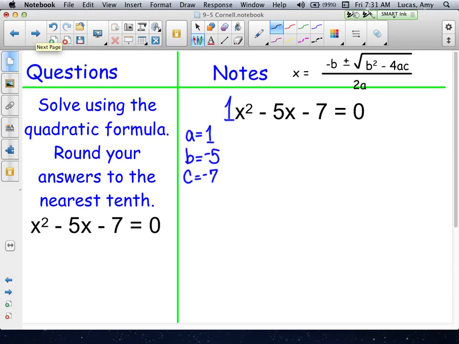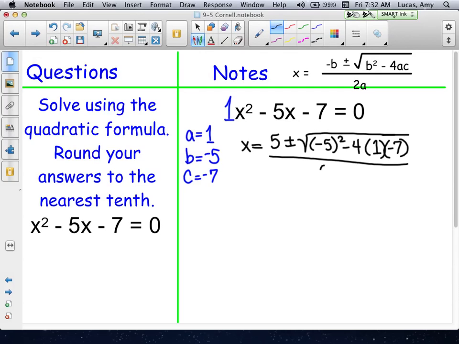So now I'm going to take those values and plug them in the quadratic formula. The opposite of b, the opposite of -5 is +5, plus or minus the square root of -5 squared minus 4 times a times c. So I'm just plugging everything in, all divided by 2 times a. Okay, now let's simplify. To simplify first, we need to start with what's under the root.